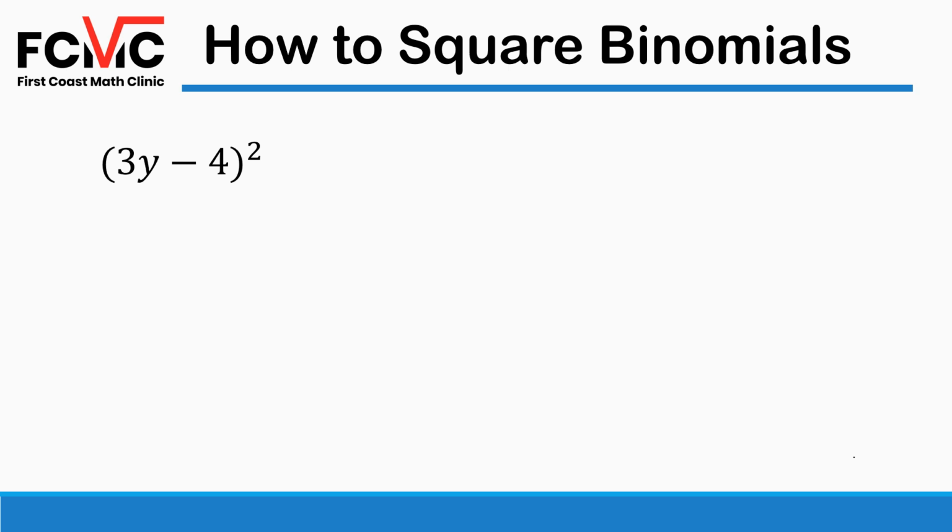All right, here we're subtracting: 3y minus 4 squared. So our subtraction rule, a minus b squared, is going to be the same thing, a squared, but now it's going to be minus 2ab plus b squared. So our a is 3y, and our b value is the 4.